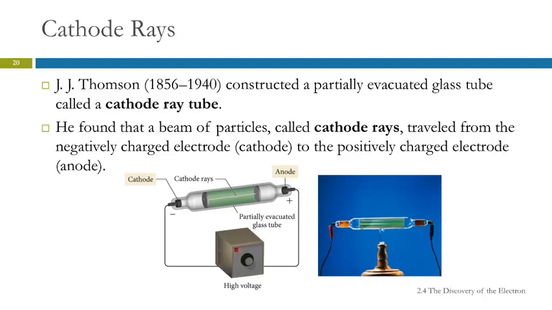So let's look at some historical experiments that are of particular significance. J.J. Thomson, 1856 to 1940, constructed what's called a cathode ray tube. It's a partially evacuated glass tube. So here we have a diagram showing that, and here's an actual photograph of one.